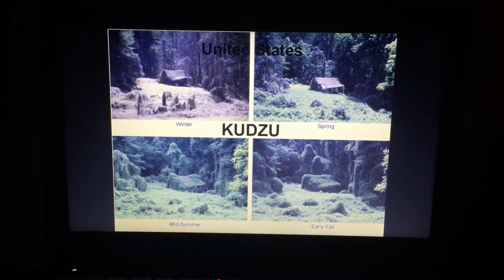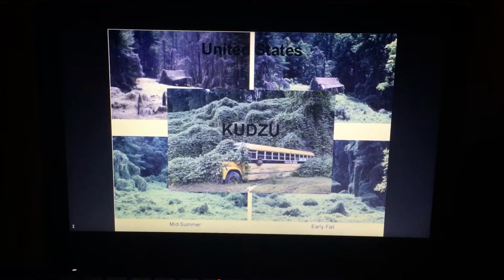Kudzu grows as fast as a foot per day. It was originally introduced in the 1930s when the government paid farmers to plant this in an attempt to prevent soil erosion, and as you can tell now, it's just about fully taken over.